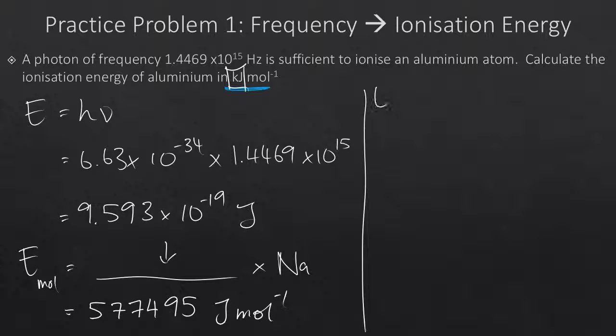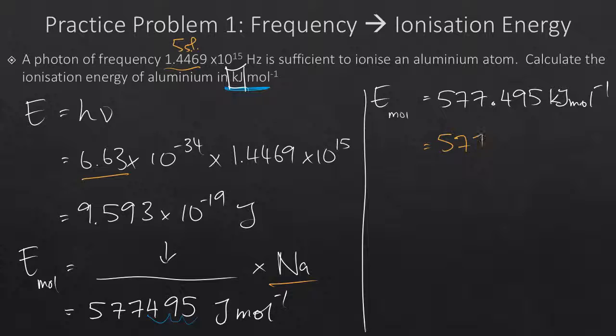So the ionisation energy in moles would be, divide by 1,000, so 577.495 kilojoules per mole. Now let's fix our sig figs. So I have 5 sig figs here, but only 3 in those two values. So I need to take that back to 3 sig figs.